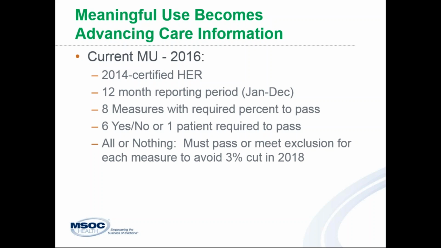I'm sorry, there are 8 measures that have a required threshold or percentage to pass, and there are 6 measures that are yes or no or require just one patient, like the secure messaging measure requires you just to have one patient. And the whole program is all or nothing. If you don't pass all of those measures by meeting or exceeding the threshold, or by answering yes, or by having one patient, then you automatically get the full 3% cut.